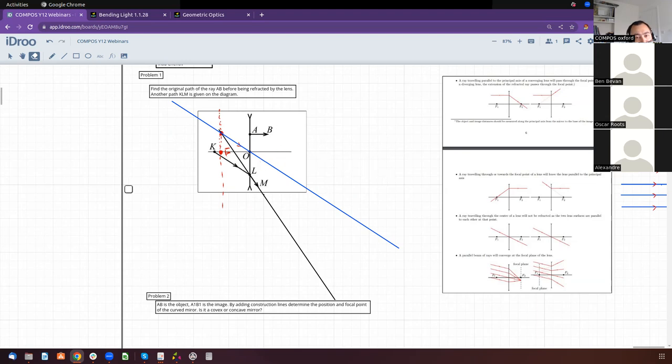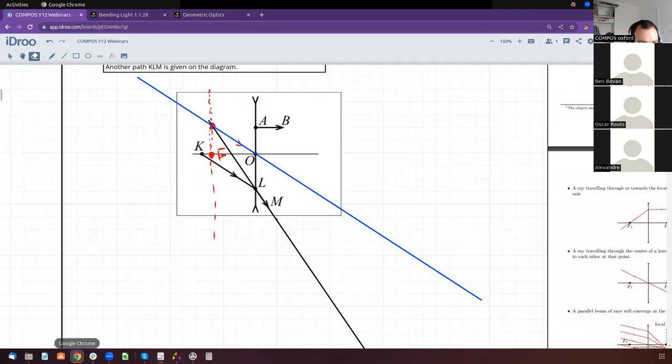Yeah, so we found the focal point. Just a second. Oh yeah. We need to assume that it is parallel. Sorry, no. That was it. That's the method.